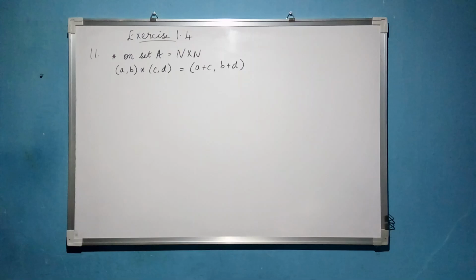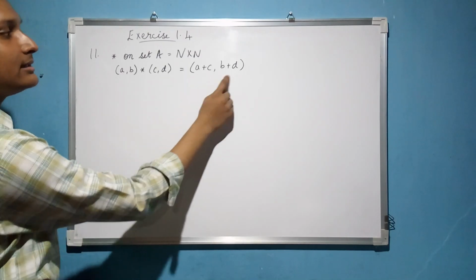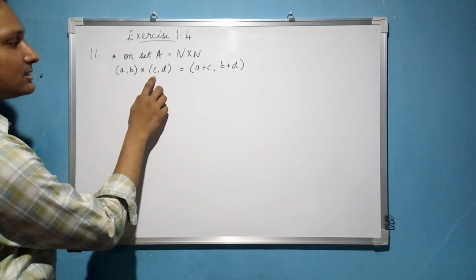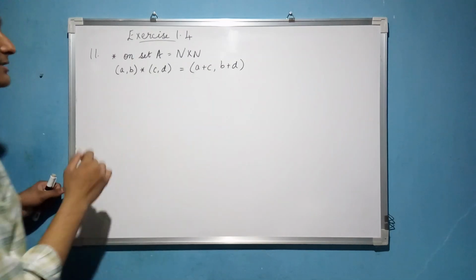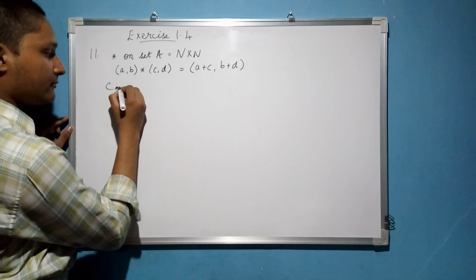Now we have the 11th question. The 11th question is: star is a binary operation on a given set. The set is a Cartesian product of the set of natural numbers, so it is N cross N. And what does the operation say? That one ordered pair, when it is operated with another ordered pair, you get first plus first, second plus second. So the question is to find whether it is commutative, associative, and also whether it has an identity element in this case. First we'll take commutative.